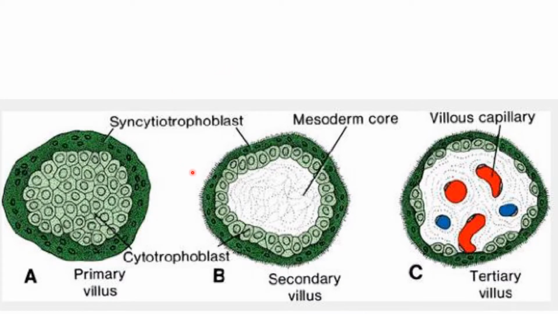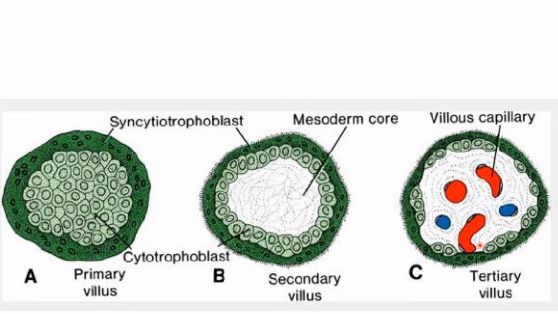Here you can see the development of the placenta. Primary villi develop, made of syncytiotrophoblast and cytotrophoblast. Later a mesodermal core develops; this is the secondary villus. In the tertiary villus, capillaries develop within the villus. The placenta is a disc-shaped organ having structural components of fetal and maternal origin.